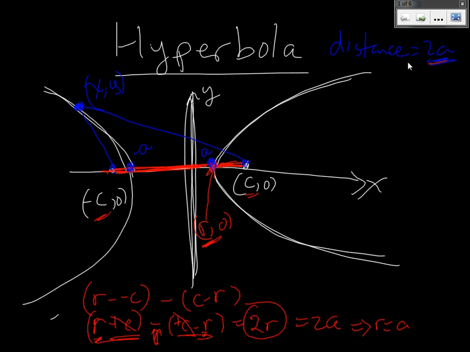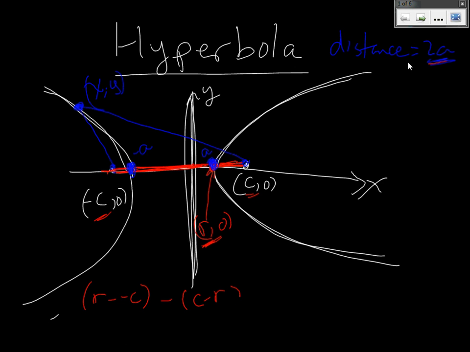I mean, if I would have called this a and negative a, I could have concluded that the distance was 2a real quickly. Instead of calling it r, I could have called it a. And I have a plus c minus c minus a. This is 2a. The distance is 2a. That's probably a cleaner way of saying it.